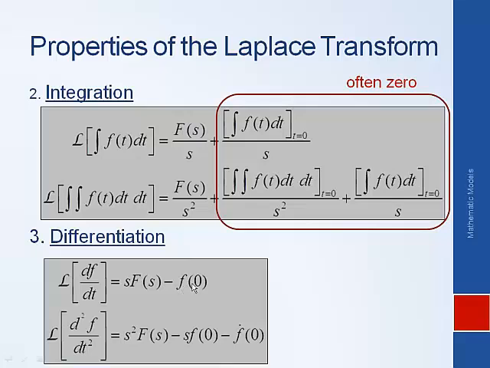You also have these extra terms that are based on the initial conditions. So if you have a first derivative, you also have to subtract f of 0. If you have a second derivative, you have to subtract s times f of 0, and you have to subtract f dot of 0. So it's like the initial condition of the function and the initial condition of the derivative of the function.